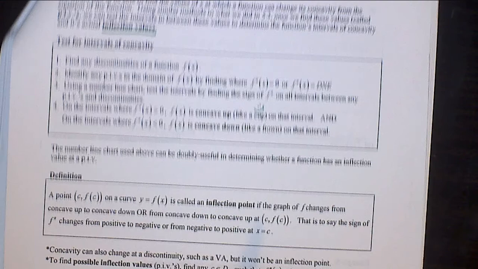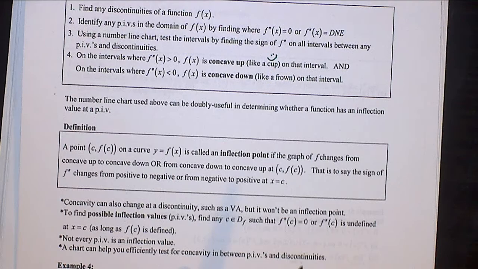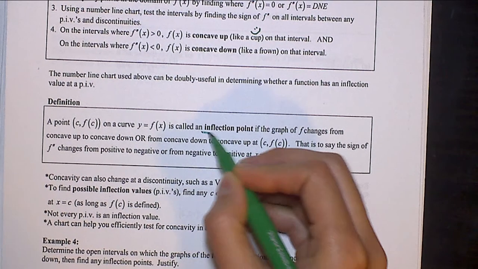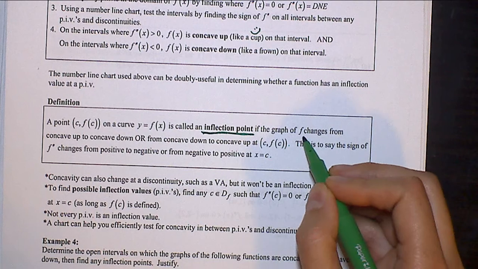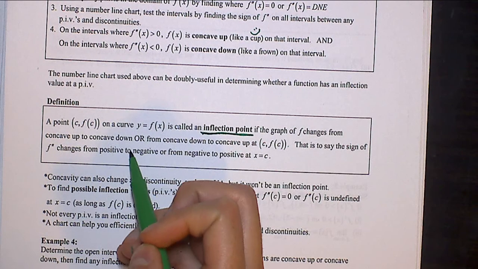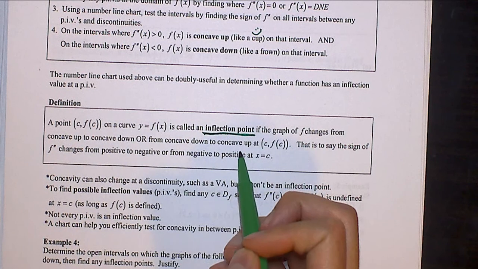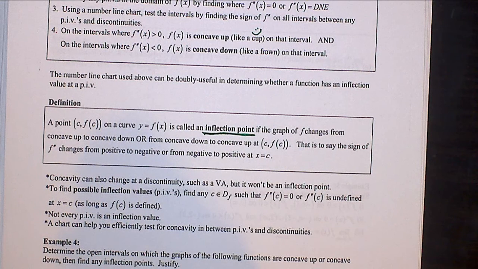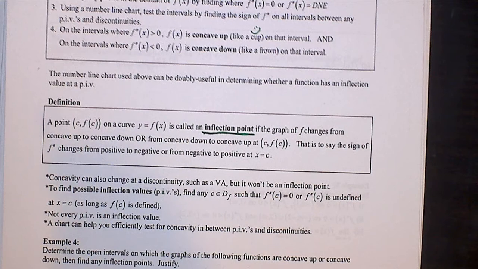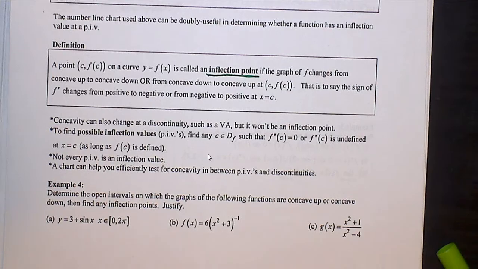The number line will also help us determine where there's an inflection point. So here's just the definition for an inflection point. Basically, there's an inflection point when the graph of f changes from concave up to concave down, or vice versa. So if it changes from concave up to concave down, or concave down to concave up, then there's going to be what's called an inflection point there. Okay. I know there's lots of text at this point. We'll get to some lovely examples in a second.